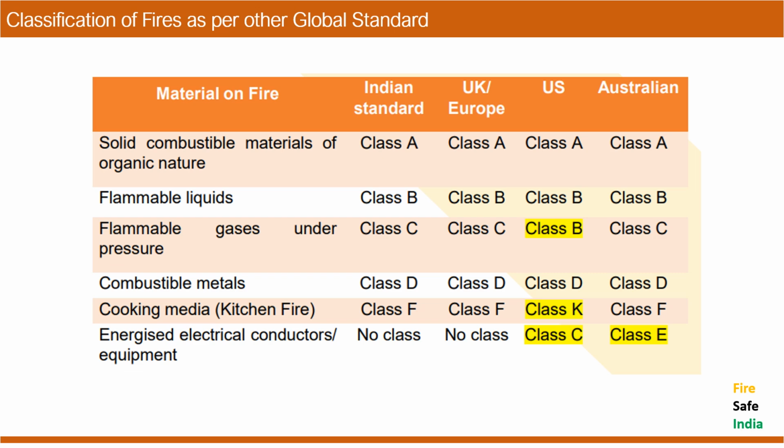We will move to the last line of the slide, that is energized electrical conductors equipment, that is electrical fire. As per Indian standard, there is no class for electrical fire. As per UK Europe standard, there is no class. As per US or NFPA standard, it falls under class C. As per Australian standard, it falls under class E. So you can see why we call electrical fire sometimes class E fire, sometimes electrical fire, sometimes class C fire also. This is the reason, because fire is classified differently in different countries. So I tried to put all classifications of different countries in one place for you.